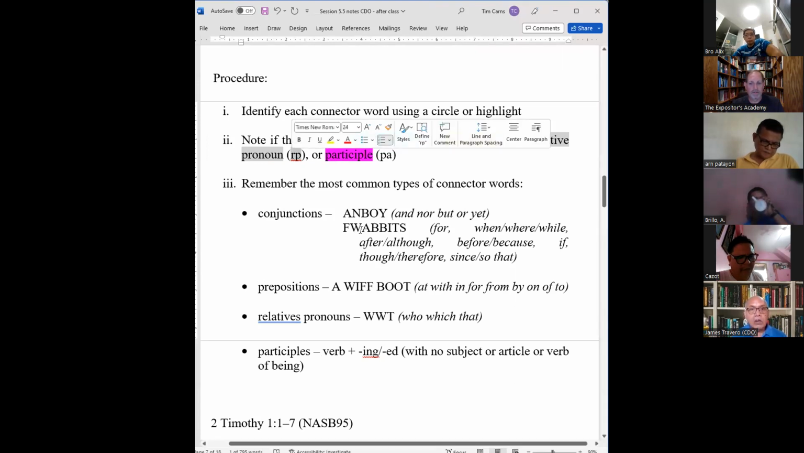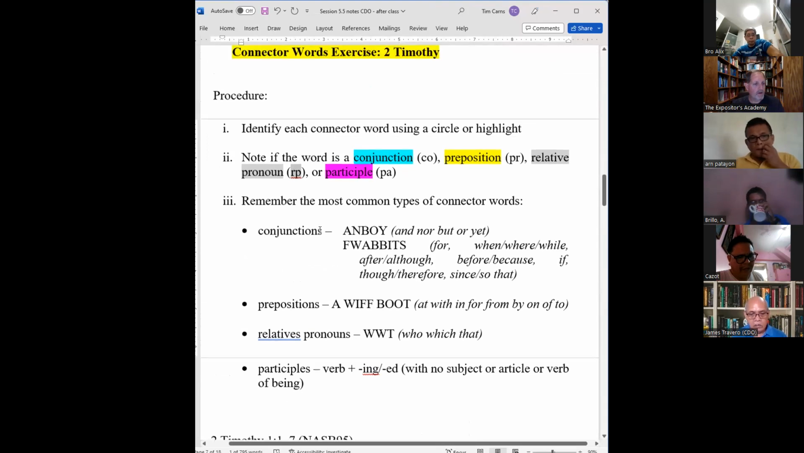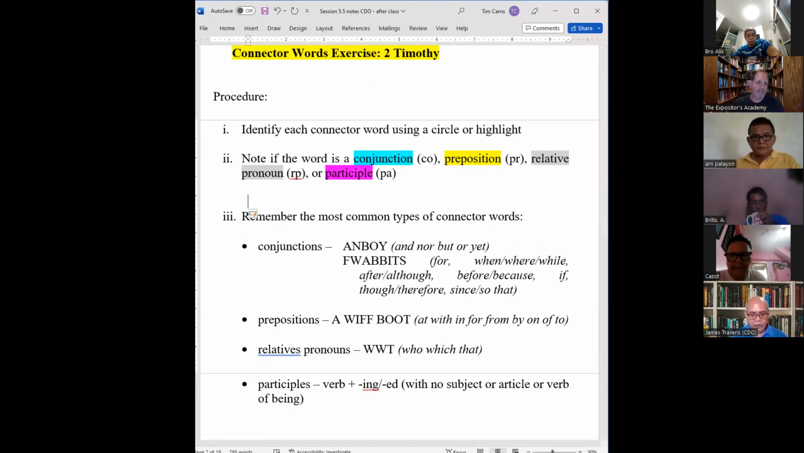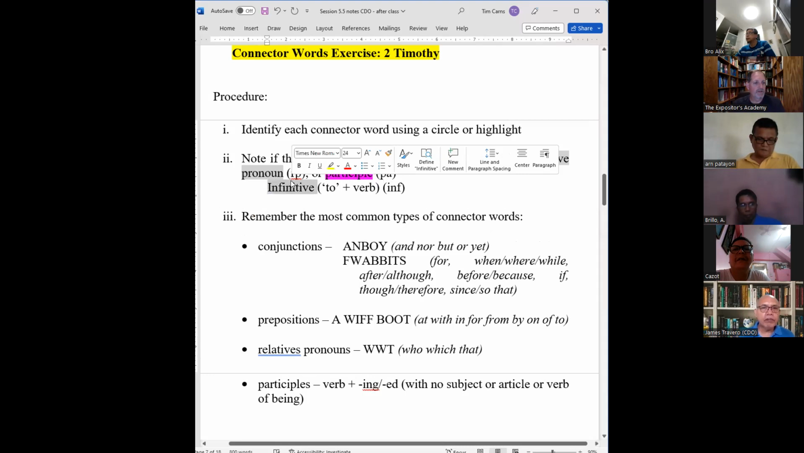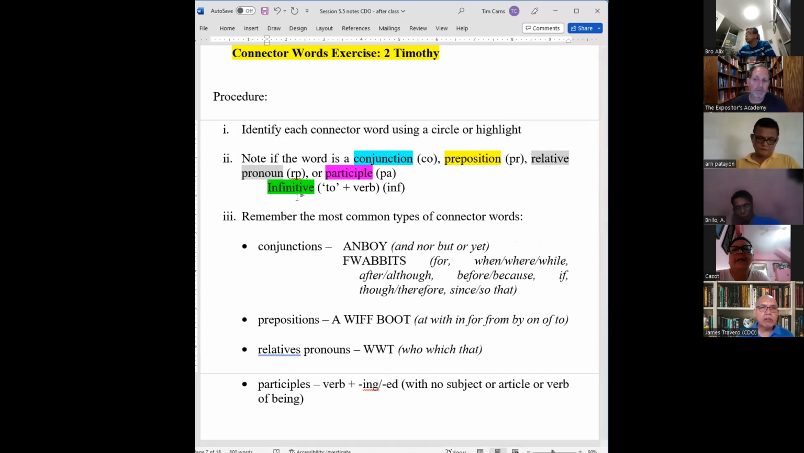All right? Now, the thing I also want you to identify, just to practice this, it's not necessarily a connector word, but if you find an infinitive, and remember an infinitive is "to" plus a verb, I do want you to highlight that, note it as an infinitive, and then highlight it in green. Just so you're looking for these to make sure you don't confuse it with a connector word, with the preposition.